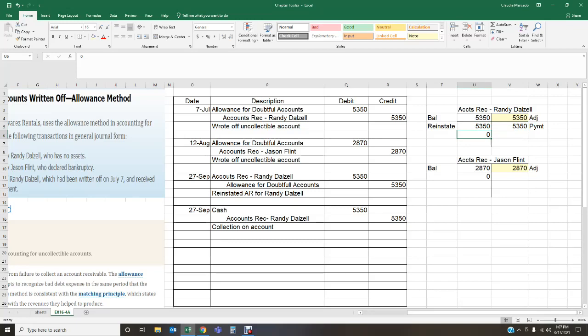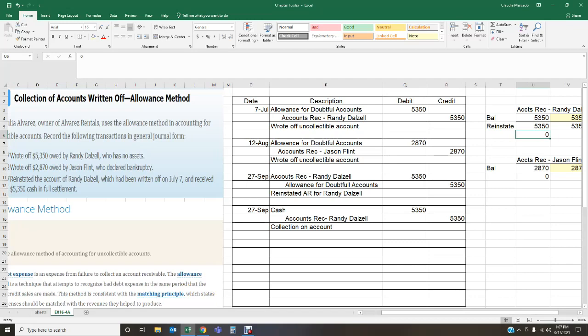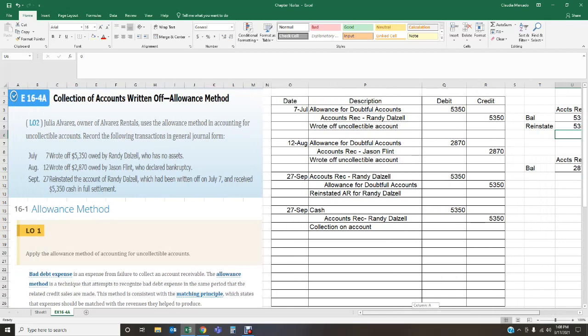Remember, whenever you reinstate an account because a payment has been received, either full payment or partial payment, whatever the case might be, you have to do two entries. One of them is to reinstate the account, and the second one is to record the actual payment. Anytime you write off an account that is deemed uncollectible using the allowance method, you will debit the allowance for doubtful accounts, and then you're going to credit the accounts receivable that corresponds with that customer. So that is basically the entries that need to happen.